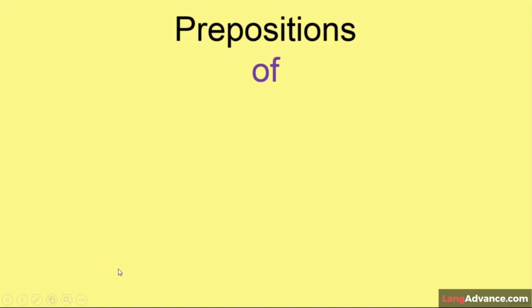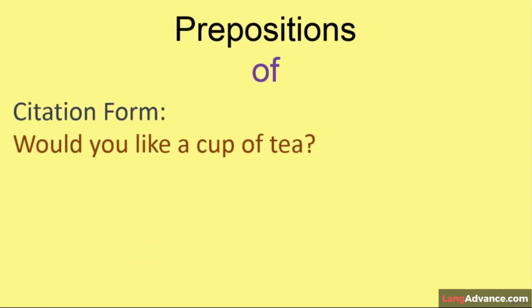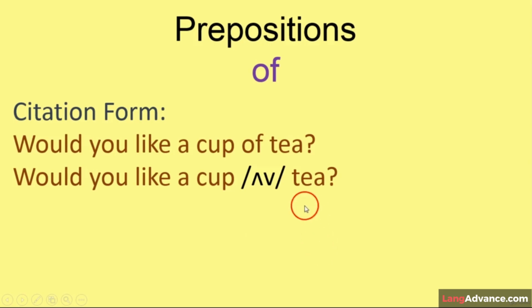Let's look at the preposition "of." In citation form, we have the sentence, would you like a cup of tea? Okay, repeat after me. Would you like a cup of tea? In IPA format, "of" looks like this. The upside down V is pronounced "uh," such as in cup. And then we have the V. So we say "of."